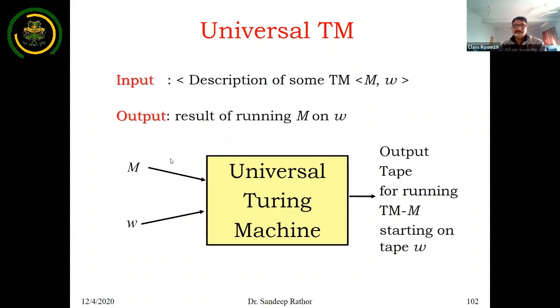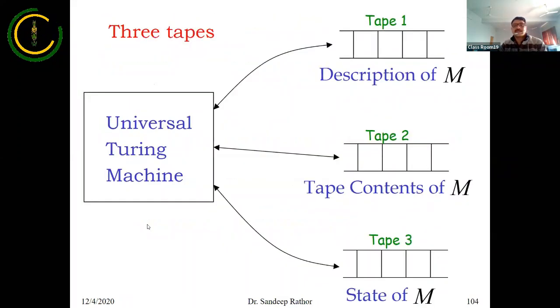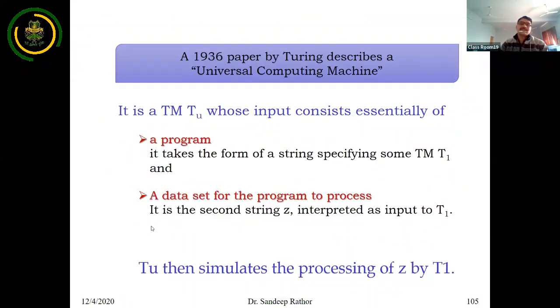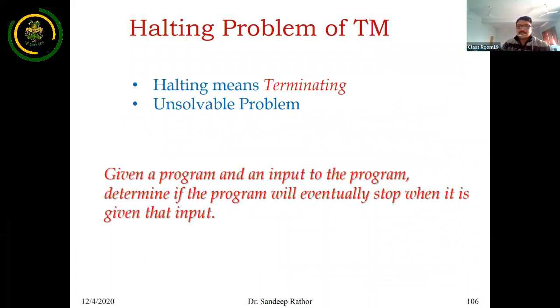So this diagram is useful for us because it shows these two essential components. First is the machine, that is the program. Another is the string, or you can say the data set for the program to process, because the machine will execute the string, and only then can you say whether the string is accepted or not. So this is all about the universal Turing machine.